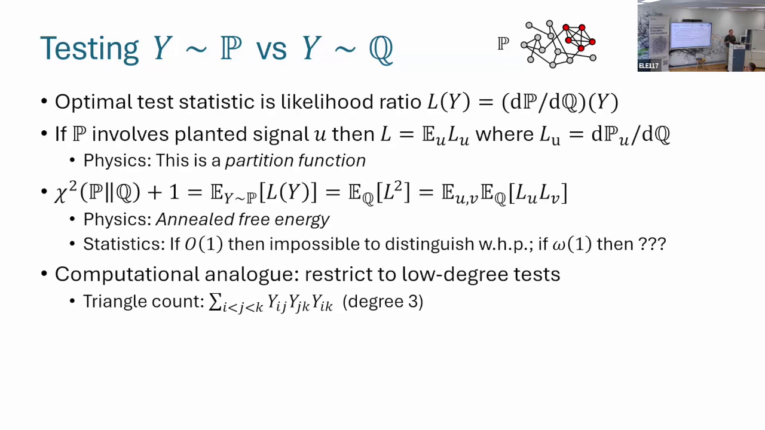The triangle count in the graph is a degree 3 polynomial in the input variables. Here the input variables would be like Y_ij, which is 0 or 1 and tells you whether the edge ij is present or not. So if I want to count the triangles in the graph, I have to sum over all possible triangle locations the product of these 3 indicators. That's one example of a test you can encode using a low degree polynomial, but low degree polynomials can do all kinds of other things too.